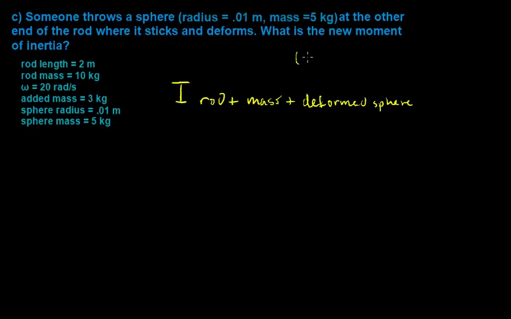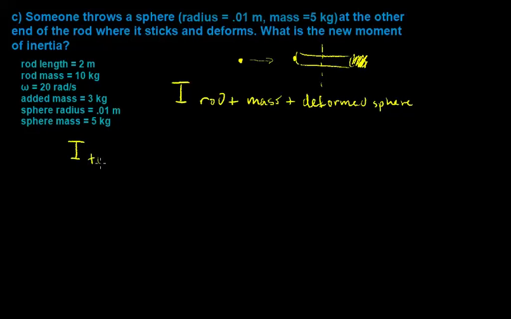So we can just draw this out real quickly as well. Just like before, we had this rod, our axis still in the middle, and we had our mass on this one end, but now we had this tiny sphere, only with a radius of 1 centimeter, come in and stick itself and deform on the end of our rod. So let's start writing out what we know about our moment of inertia so far.